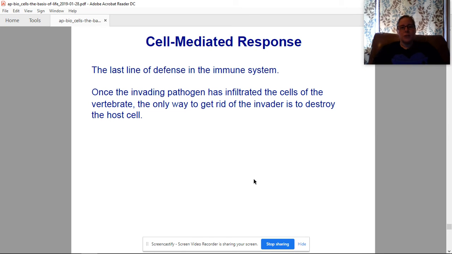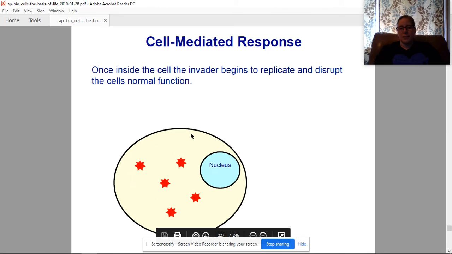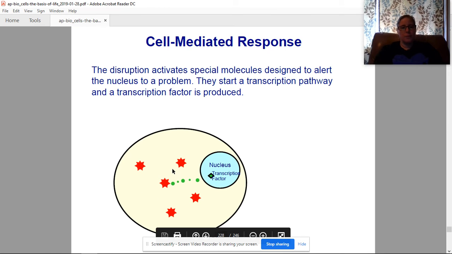A cell mediated response is going to be once it gets into the cell. So it's the last line of defense. Once the invading pathogen has infiltrated the cells of the vertebrate, the only way to get rid of it is to destroy the host cell. So, say this bacteria has now crossed the membrane of a cell and it is inside the cell and it is infected. So now what happens is the disruption activates special molecules designed to alert the nucleus that there's a problem.